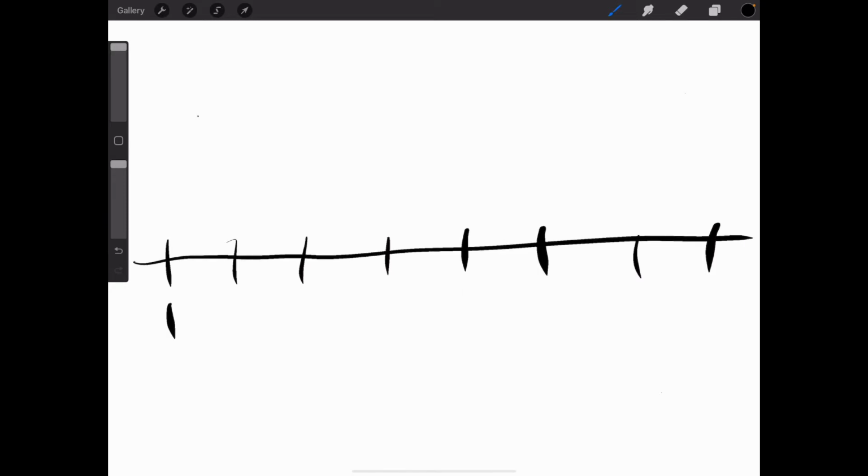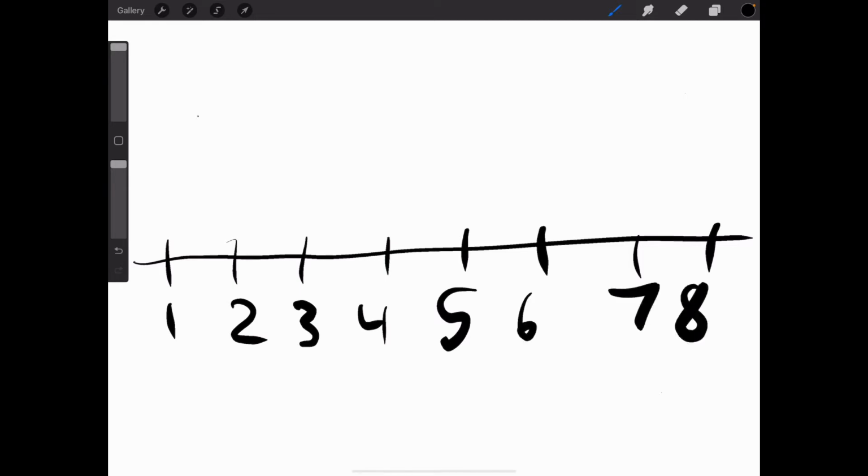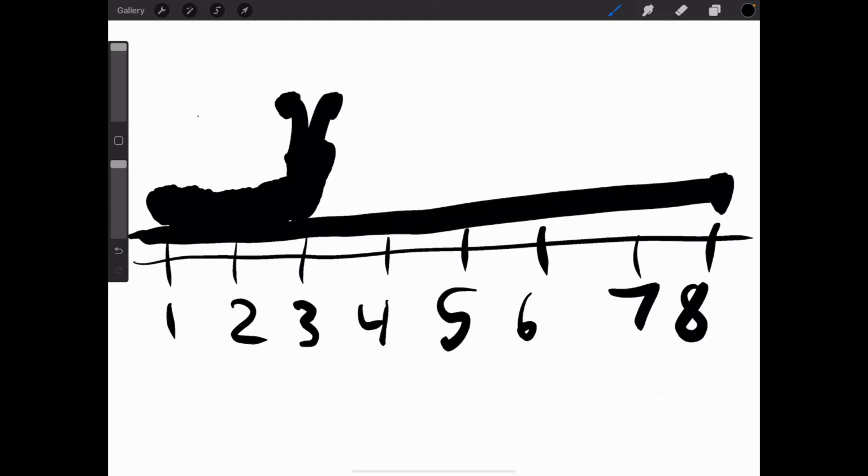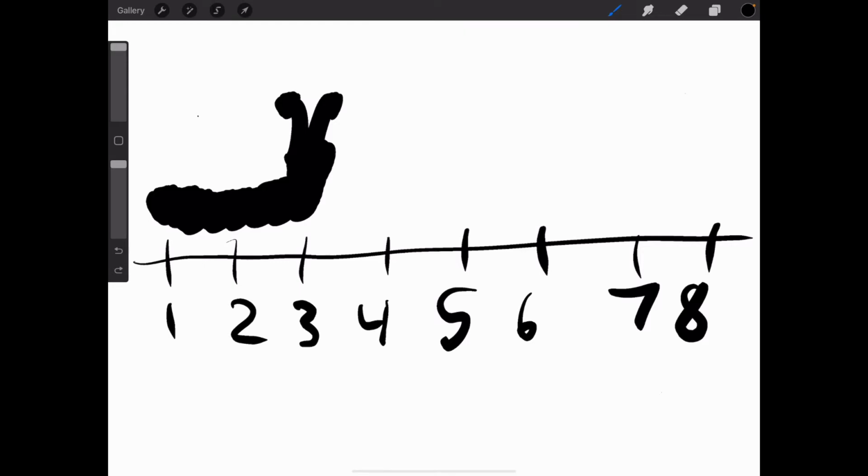Welcome! Sir Jagan was just talking about distance and displacement, right? So we're going to be doing some examples. Just say there was a number line from 1 to 8, and then a caterpillar was crossing on it. If it crossed from 1 to 8, what was the distance?